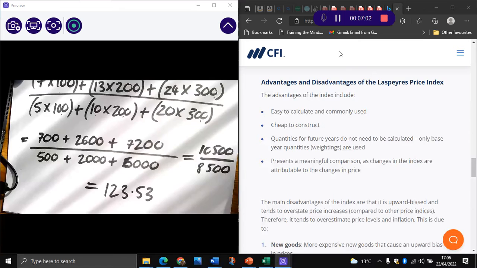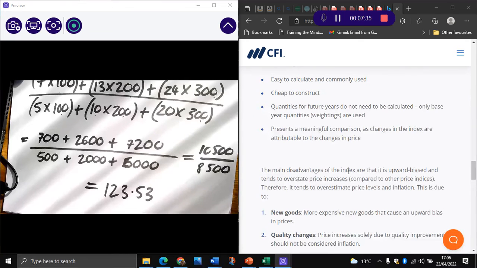Just before I go, it's easy to calculate and commonly used, cheap to construct. Quantities for future years do not need to be calculated, only base year quantities are used. Presents a meaningful comparison as changes in the index are attributable to changes in price. So quantities for future years, so you don't have to do analysis where you have to try and predict what sales are going to be like in the future.